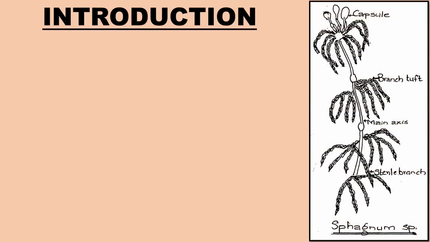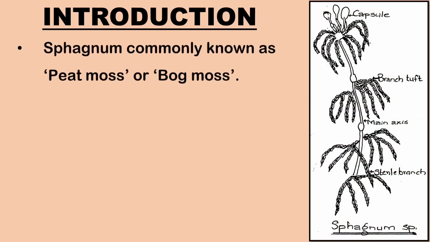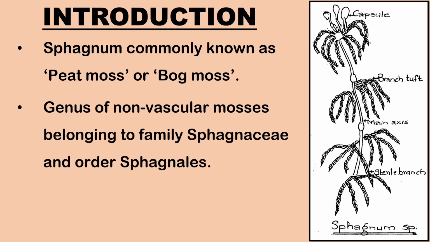Let us begin with the introduction to Sphagnum. Sphagnum is commonly known as peat moss or bog moss because the plant after its death decomposes slowly and forms peat, a thick layer of partially decomposed organic matter. Sphagnum is a genus of non-vascular mosses belonging to the family Sphagnaceae and order Sphagnales.